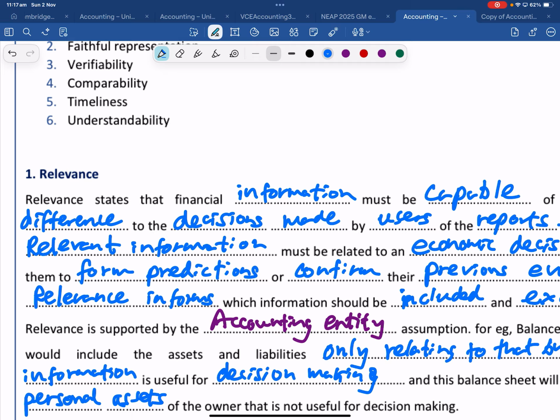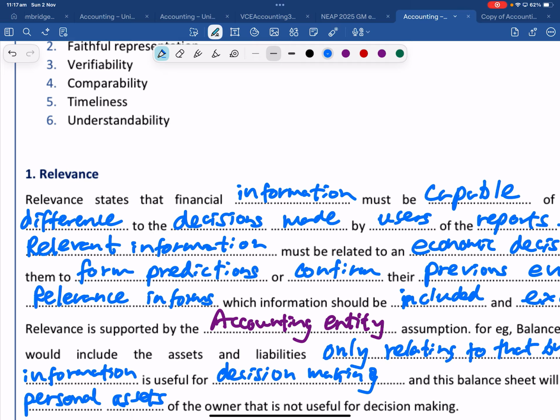So basically what is it? Relevance states that the financial information that is reported should support the decision making of the users. That's a simple thing. That part definitely you have to remember. Definitely. There is no excuse. You guys have to remember that. However, the full format is not that.